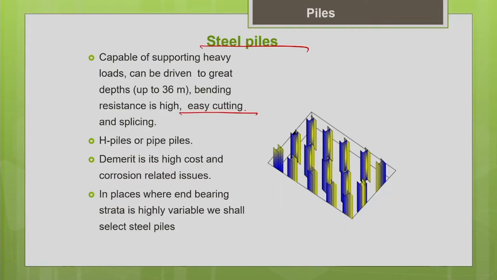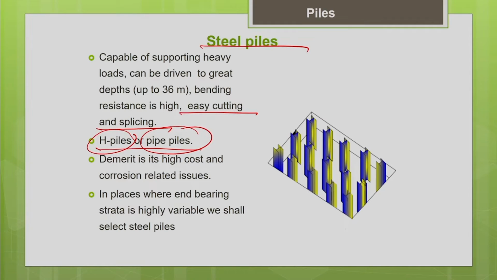Another advantage is that cutting and splicing is very easy with steel piles. That is why, if your end bearing strata is highly variable and it is not easy to predict the length of the pile, it is preferable to go for steel piles, because cutting and splicing is easy when compared to concrete piles. The most commonly adopted forms are H piles or pipe piles. So very commonly you can see the usage of H piles and pipe piles.